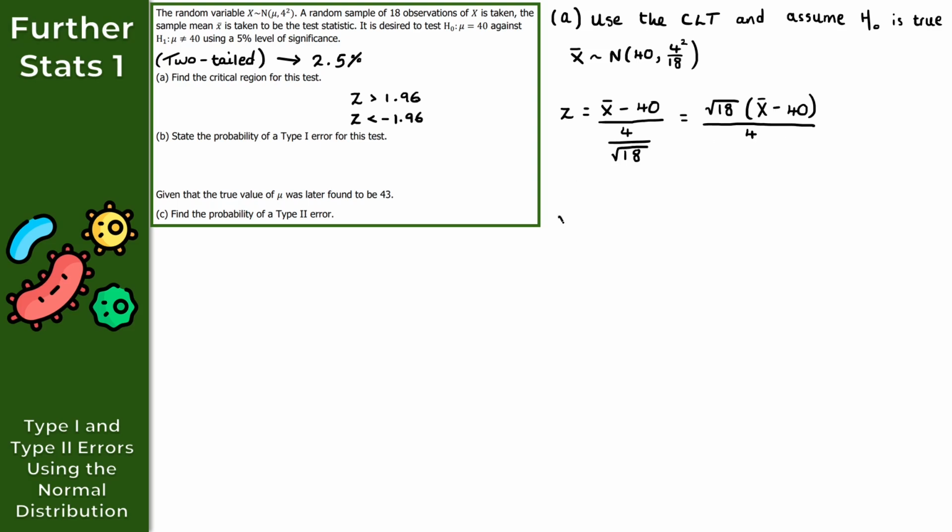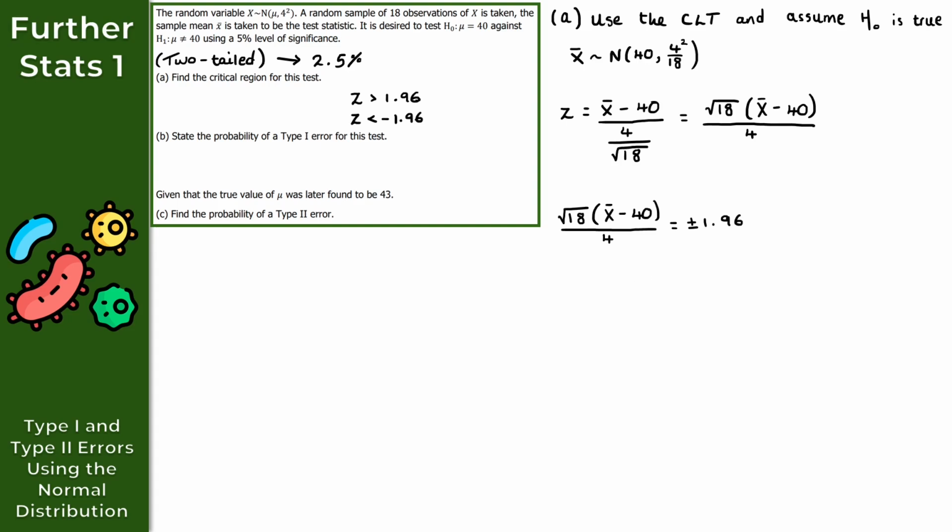So root 18 times x bar minus 40 all over 4 is equal to plus or minus 1.96. And all we need to do now is solve this for x bar. What this leads to is the critical region for this test. I'm not going to show the full working to obtain x bar for both solutions. What I will do is just give the solutions.